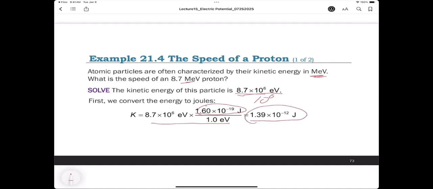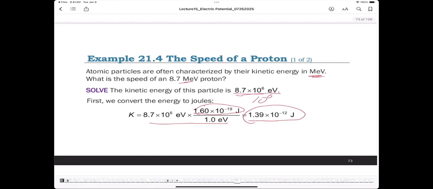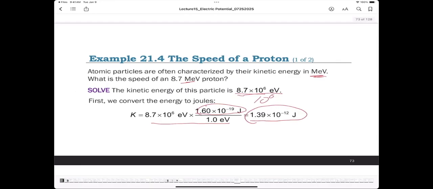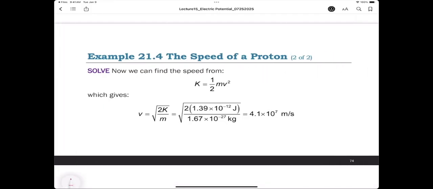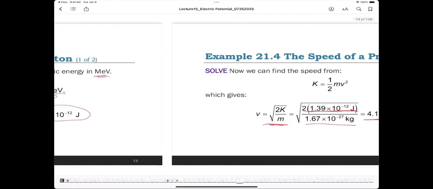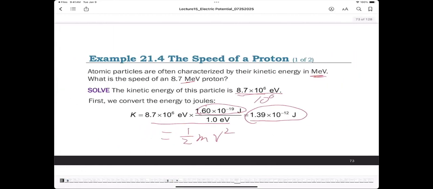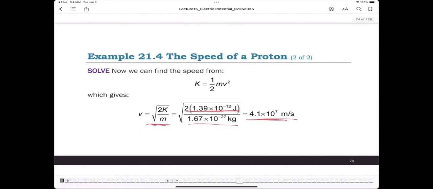And then we know the kinetic energy equals half m v squared. And we know the m, right? Which means v equals this, and this is the m, and this we just calculate from the K, so we can calculate the velocity for this atomic particle. That makes sense to you?